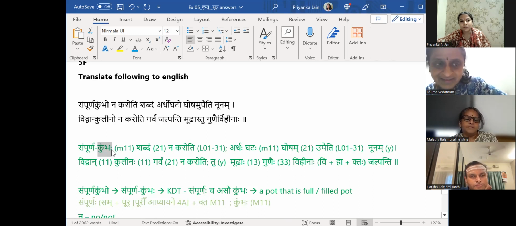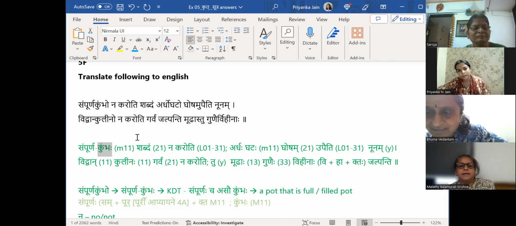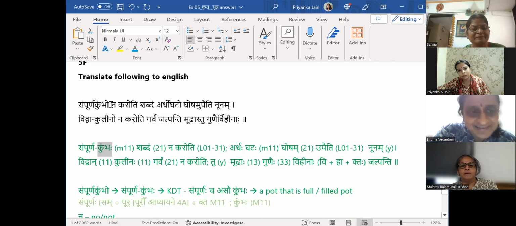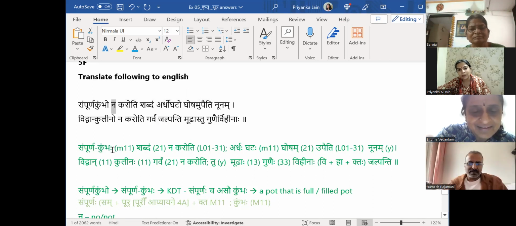So I was just saying that it is Visarga Sandhi. A word ending in a Visarga, if there is a soft consonant following, that aha becomes O. That's the Visarga Sandhi rule. Because it's followed by Nakara, and Nakara is a soft consonant.